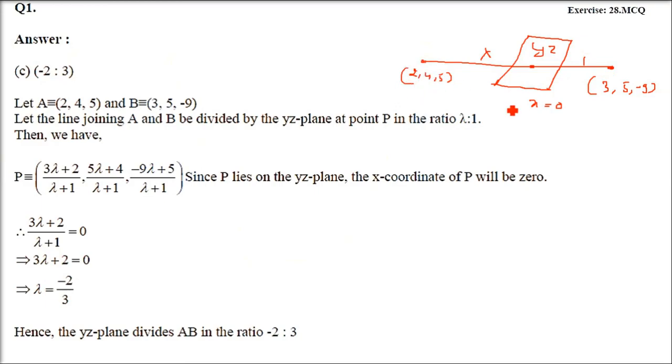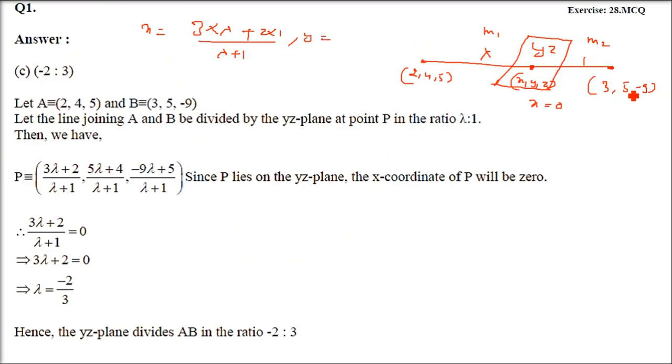So let us take the ratio as lambda is to 1. So what is this point? If you take m1 and m2 as lambda and 1, I'm going to tell you one coordinate. So x will be equal to 3 into m1, that is 3 into lambda, plus 2 into m2, that is 2 into 1, divided by lambda plus 1. So this is 3 lambda plus 2 into 1 divided by lambda plus 1. This is our first point, and similarly y and z you will be able to find out.